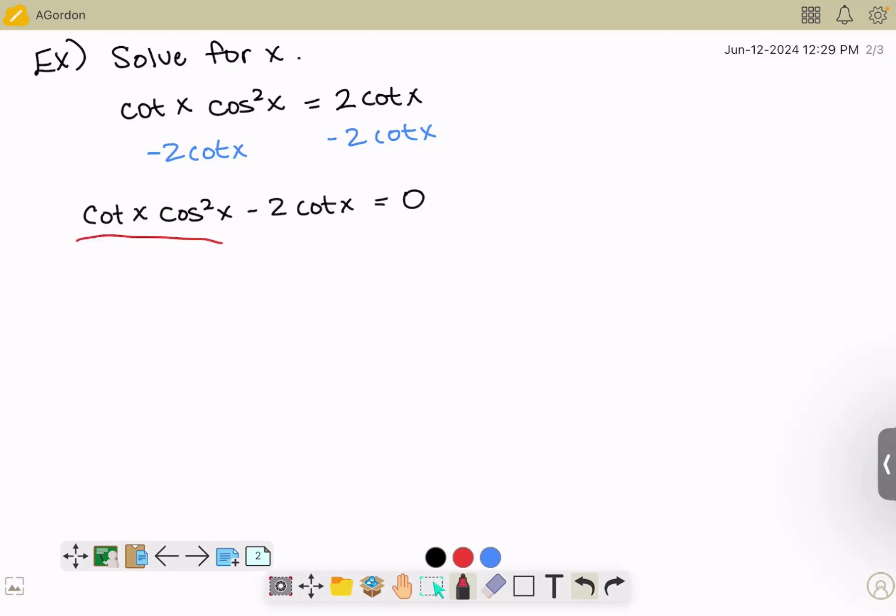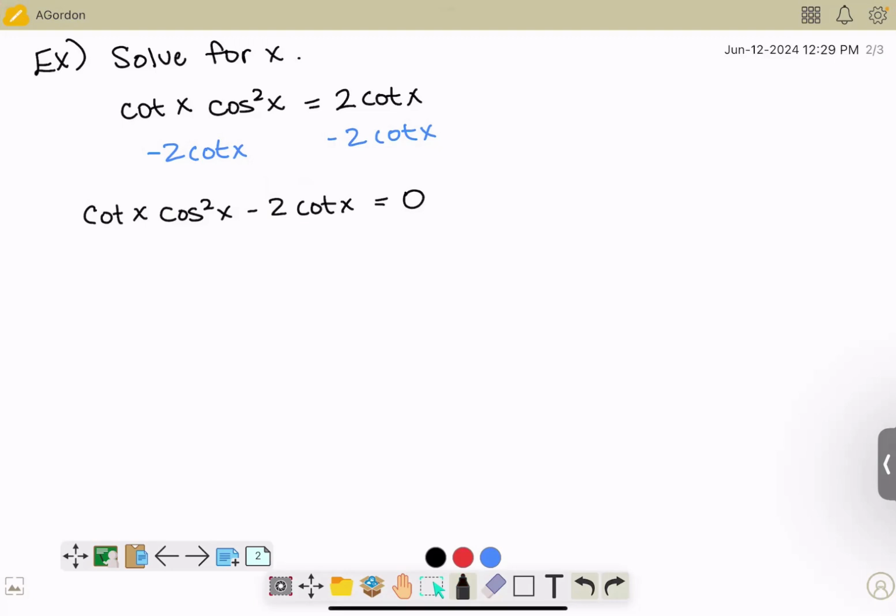Remember, terms are separated by addition and subtraction. So all of this is one term, and all of this is the second term. I'm looking for factors that the terms have in common, and between these two, I see that they both have a cotangent x. So the greatest common factor here is cotangent x.